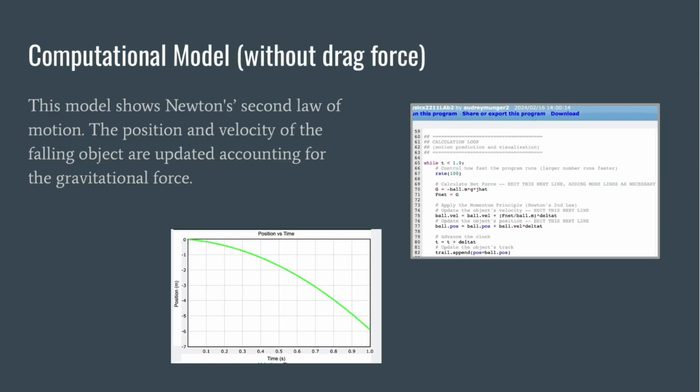The first computational model, the gravitational force only model, applies Newton's second law using the initial position of my bouncy ball, the velocity of the ball, and calculating in the gravitational force. Looking at the graph generated from the GlowScript code, we can see the position of the bouncy ball moves generally as expected, with its position decreasing at a faster rate as time increases.